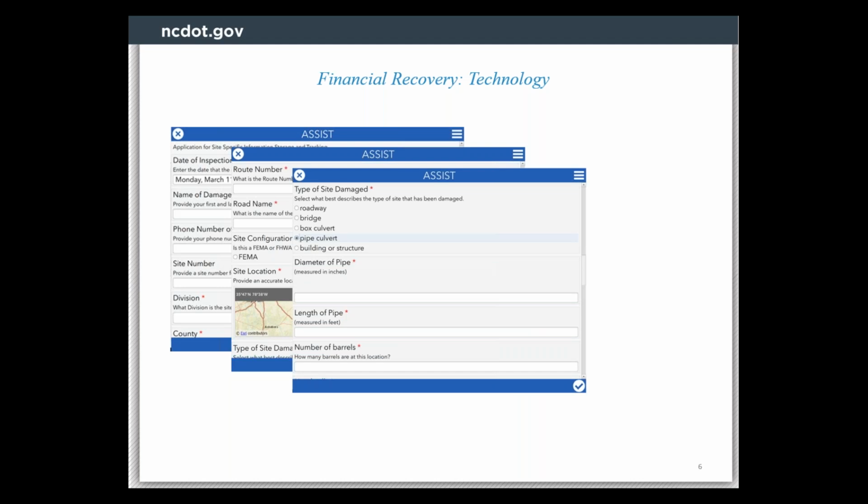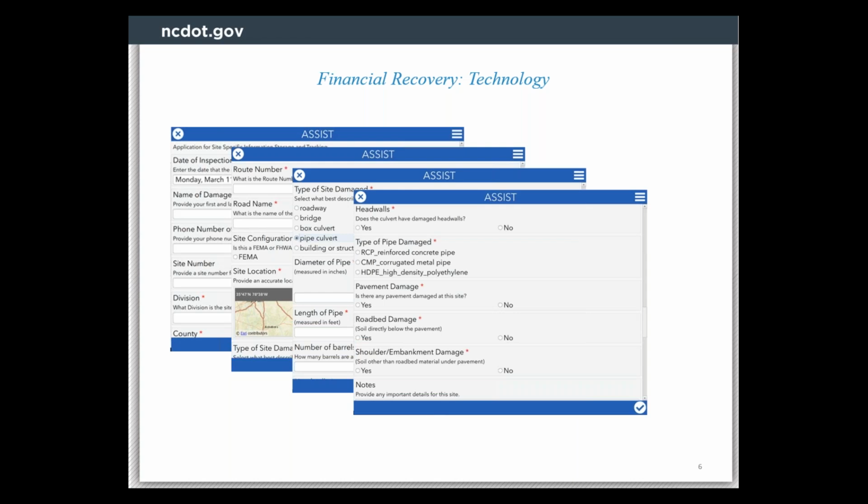If you identify the type of damage that the site is, more specific information is requested. In this particular one, you see we've selected that it's a pipe culvert. So the inspector would have to provide the diameter and the length, the number of barrels, and again, additional information that would be needed for us to have in the financial recovery process.